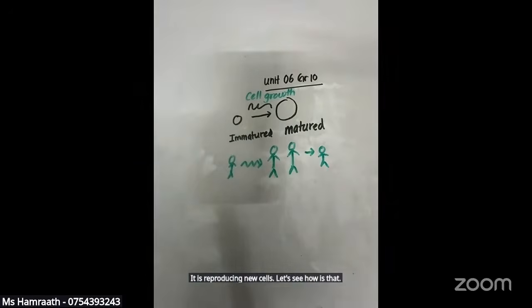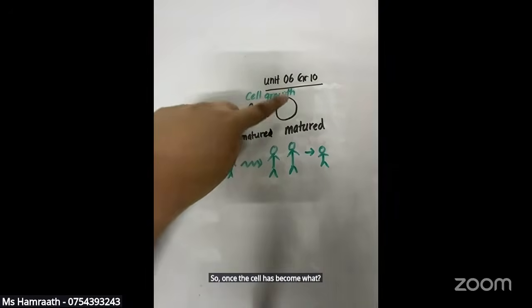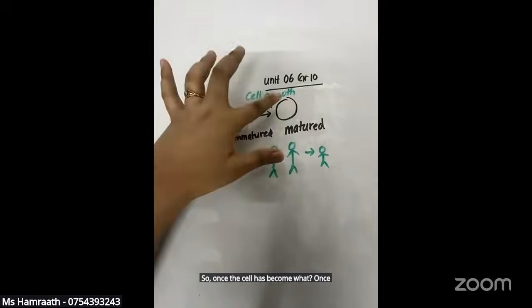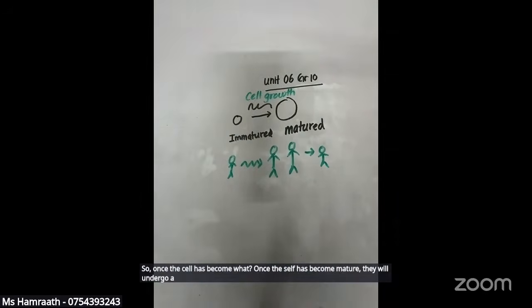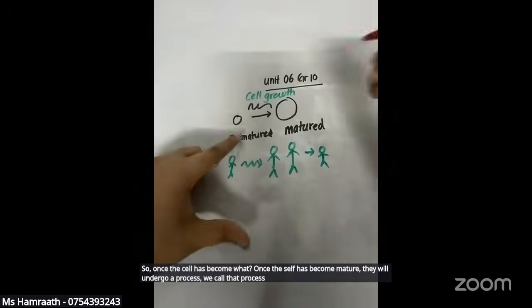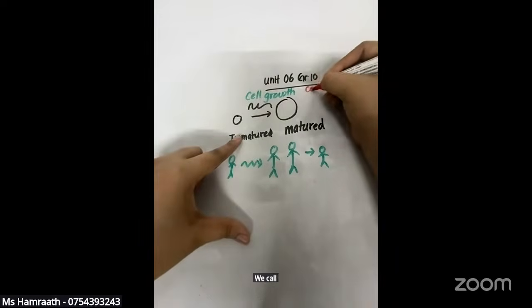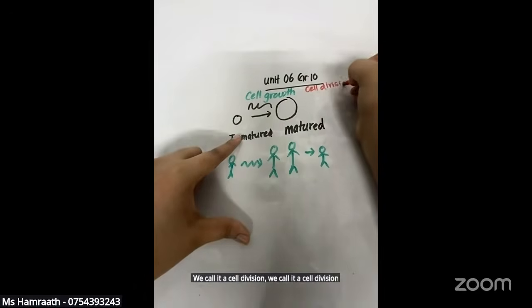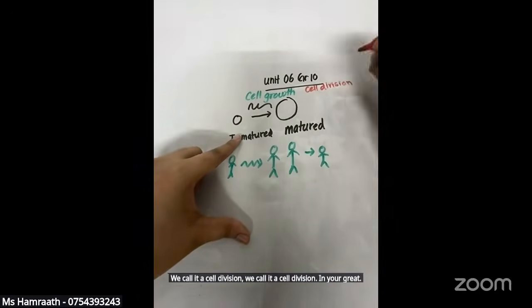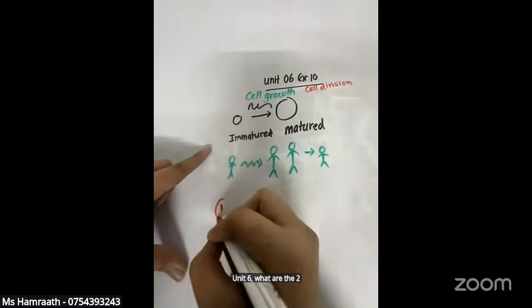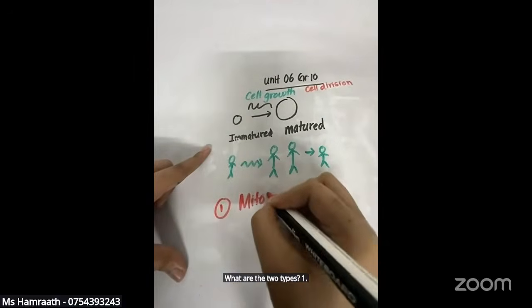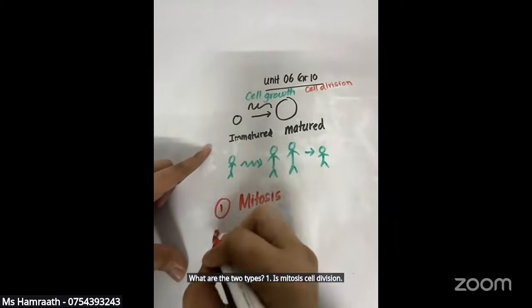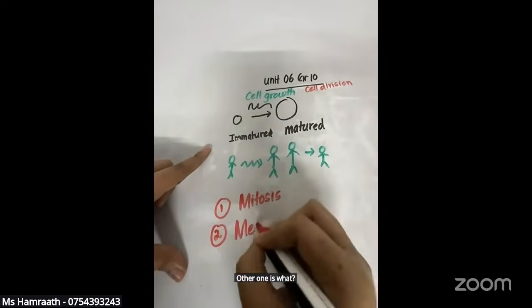Once the cell has become matured, it will undergo a process. We call that process cell division. In your grade 10, Unit 6, what are the two types of cell division you learned? One is mitosis cell division. The other one is meiosis cell division.